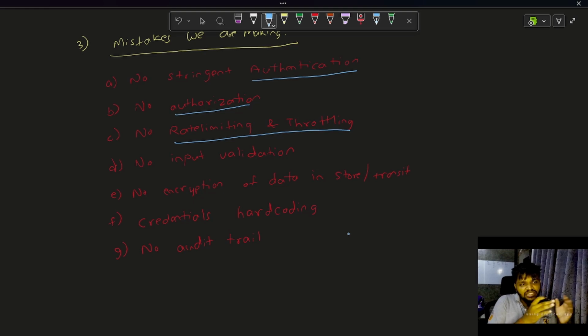So basically, someone is sending you too many requests. It can be bots also, and your system can't hold it. Now if you do not have rate limiting and throttling, either the password can be cracked or else the system can go down.